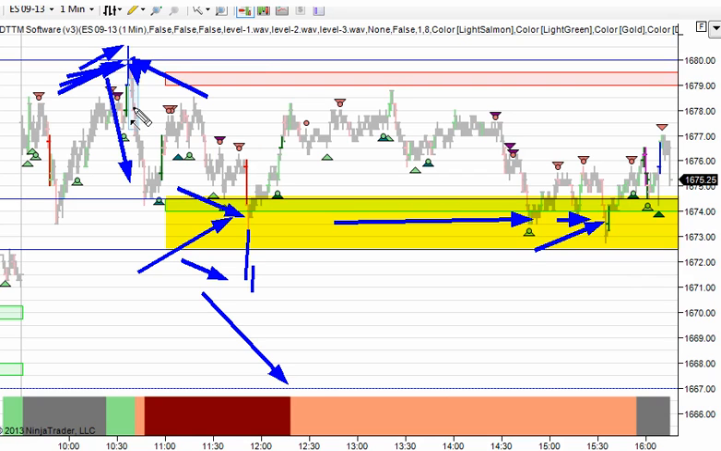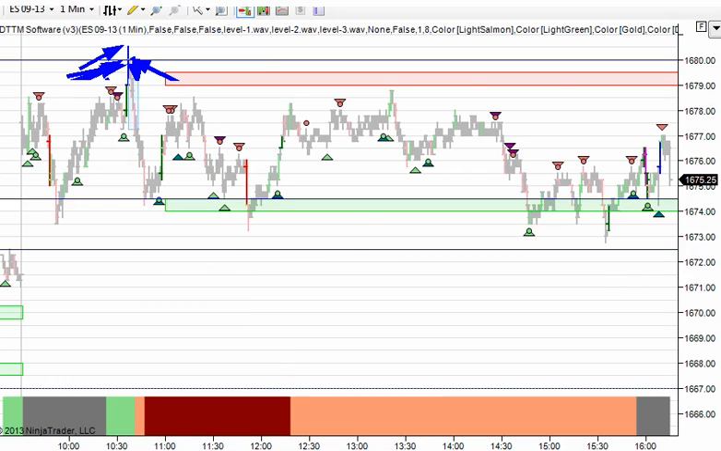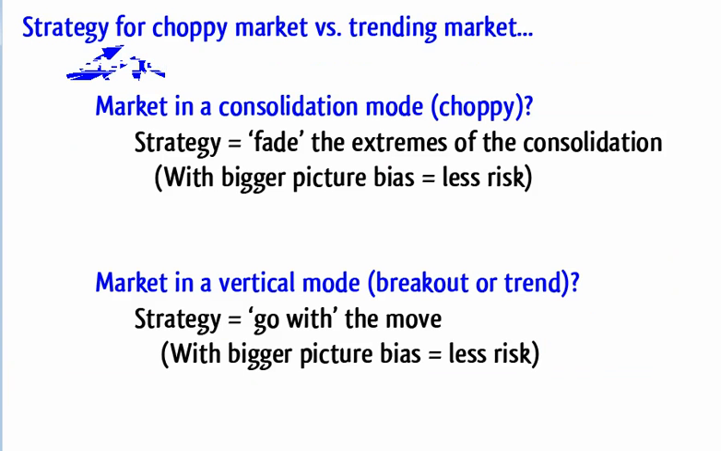some ways to stay on the right side of the market, some ways to be able to better understand whether you are in consolidation or whether you're in a vertical market, so that you can have the proper strategy to either fade the extremes or stand aside if it's choppy, or to ride the train or go with the breakout or the trend. So hopefully that makes sense.